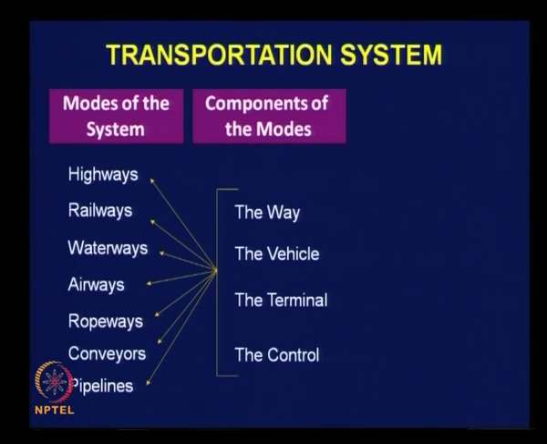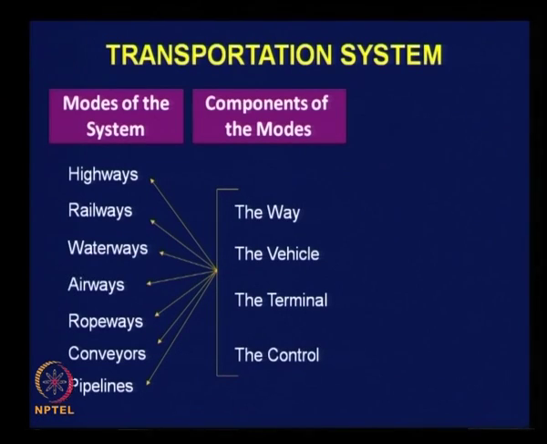Conveyors, which is the vehicle in the case of conveyor? We have identified already the way in conveyors. Yeah, shall we say the way and the vehicle are together as far as conveyor system is concerned? They are both in the same system. And pipelines, again the way and the vehicle are identified as one unit in the case of pipelines.